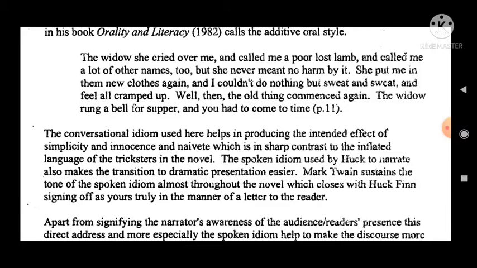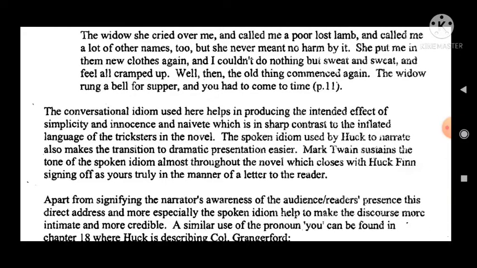Well then, the old thing commenced again. The widow rung a bell for supper and you had to come to time.